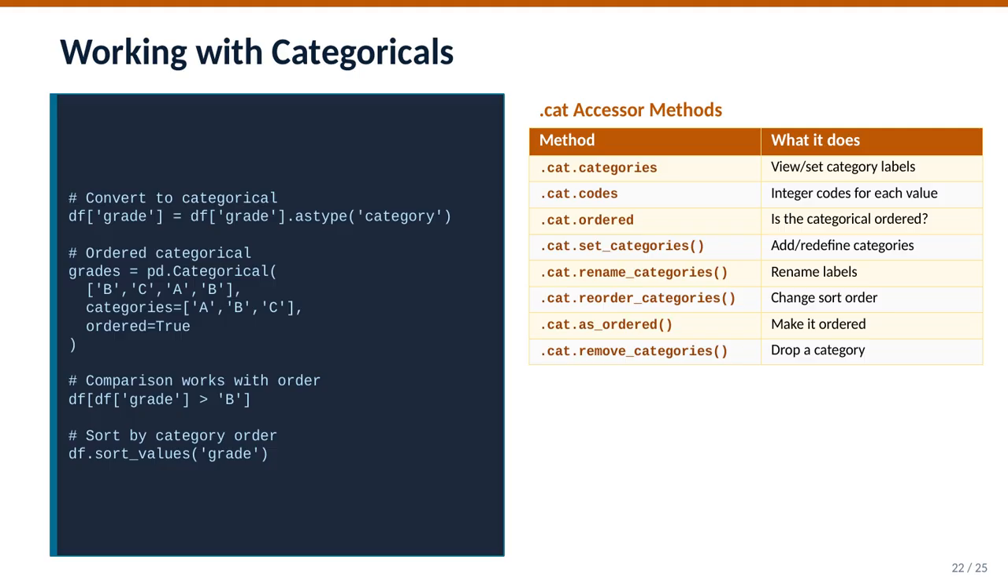The .cat accessor gives tools like categories, codes, ordered, set_categories, rename_categories, reorder_categories, as_ordered, and remove_categories to inspect and manage labels and ordering. Ordered categoricals support direct comparisons and sorting by category order.